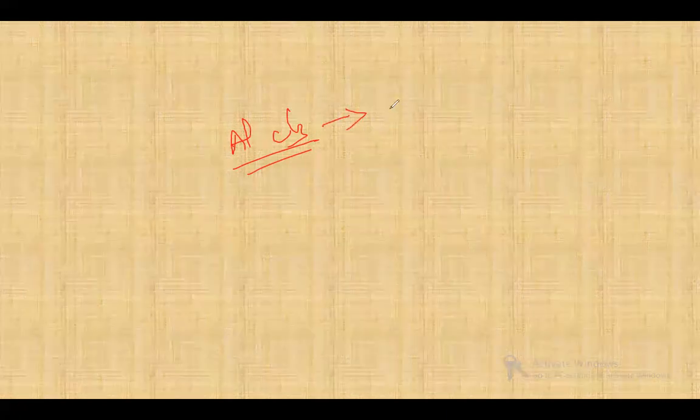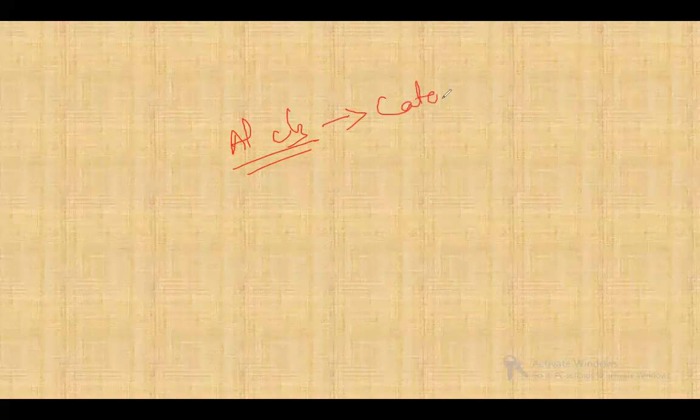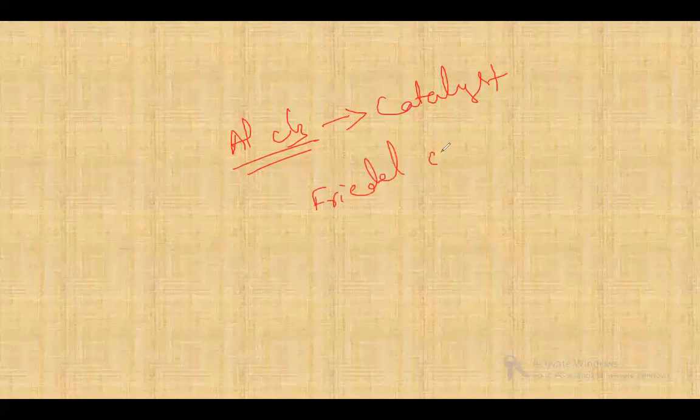Potash alum is important. A few compounds are important, such as anhydrous aluminum chloride, AlCl3. We know that aluminum reacts with chlorine to form AlCl3. Anhydrous aluminum chloride is used as a catalyst in Friedel-Crafts reactions.